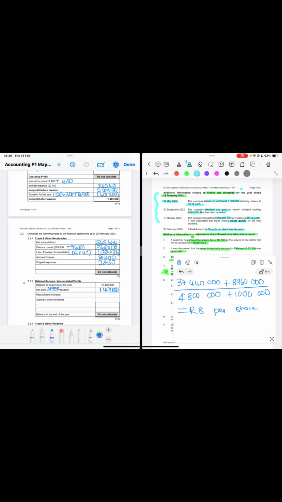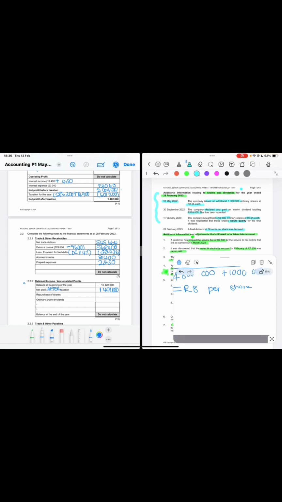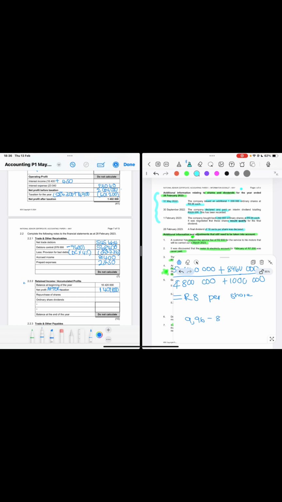So now that we know our average price per share, we can determine what amount we'll be using in our retained income. And that's the 9 rand 96 minus 8, which gives you 1 rand 96. So you'll go to your repurchase, 1.96 multiplied by a million.